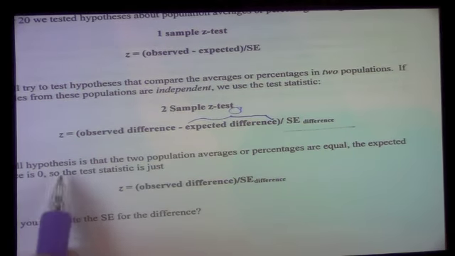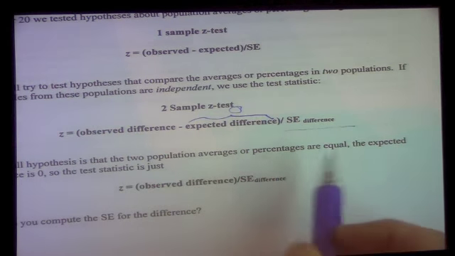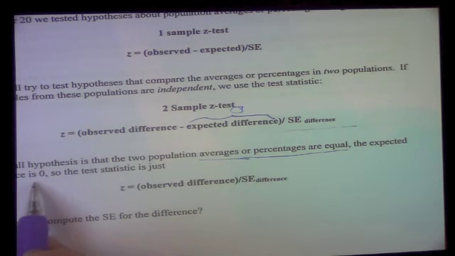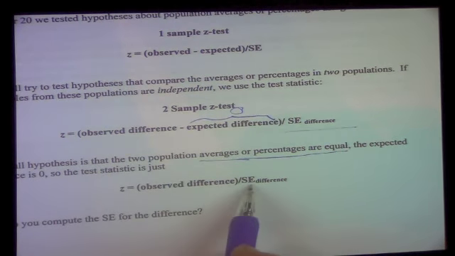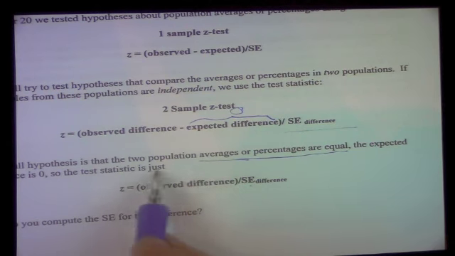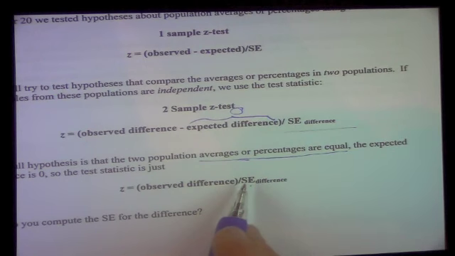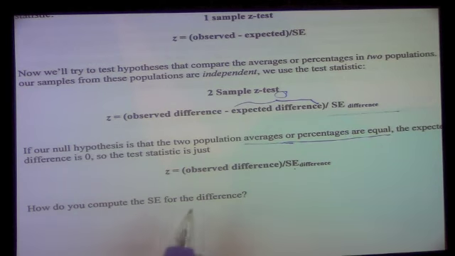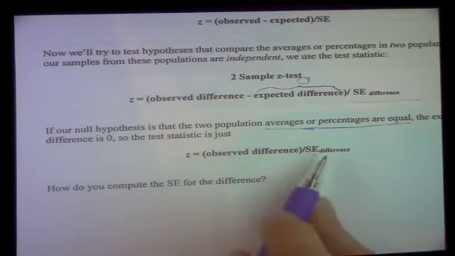If our null hypothesis is that the two population averages or percents are equal, which it just about always is, then the expected difference is 0. So this is our test statistic: just the difference you see, for example, between men and women, over what we typically see if there was no difference. If there was no difference, by the luck of the draw we're still going to have some difference, because they're different people. That's based on the variability within each sample group. So how do you compute the standard error for the difference? That's the only thing we have to figure out.